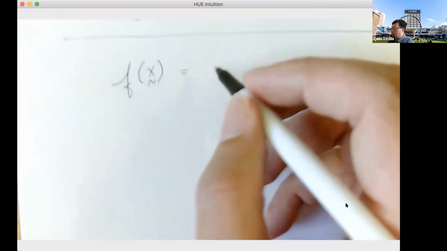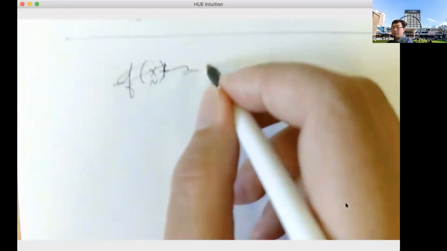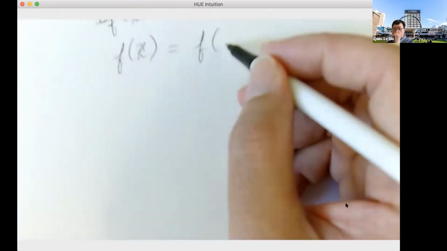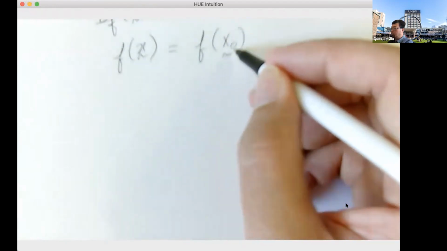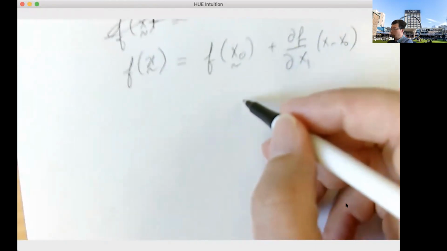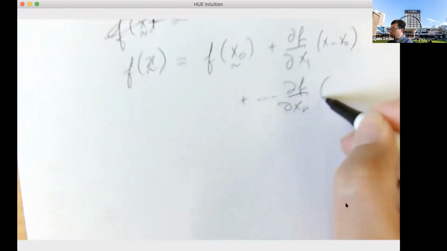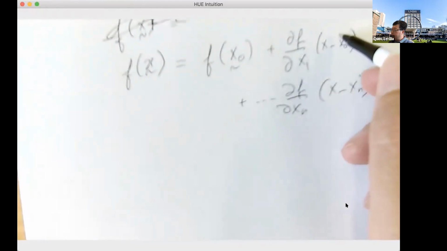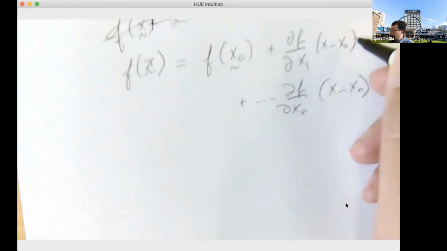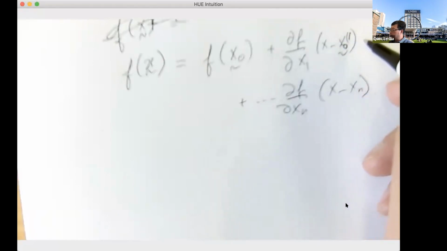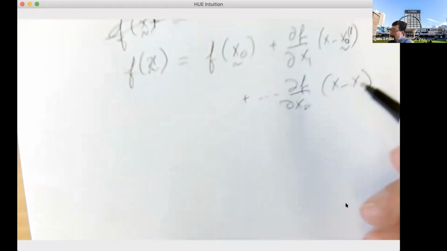So f of x plus h, yeah. Or maybe just write f of x equals f of x zero plus partial f with respect to x1 times x minus x0, plus dot dot, partial f with respect to xn times x minus xn, yeah? So this one, remember, should be the first element of x zero, right? So maybe it's not a good notation.